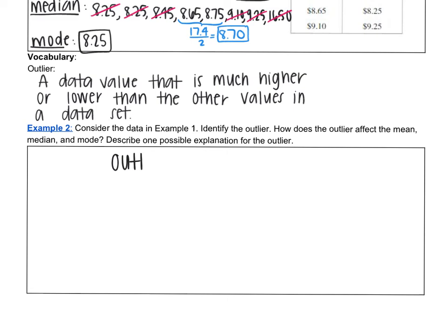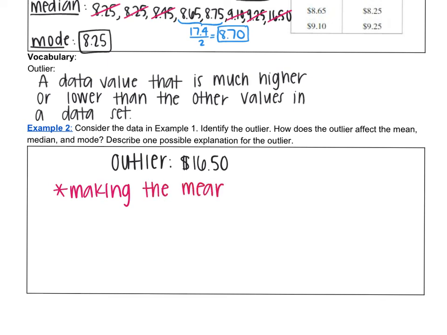The outlier is the 1650. Now, think about what that 1650 is doing. It plays a part in the average, right? Because it's a part of the data. You're adding it with all the others before you divide. It's making the average higher, okay? So if I were to find the mean without the outlier, it would be lower. So how is it affecting the average? It's making the mean higher because it's bigger than all the rest.